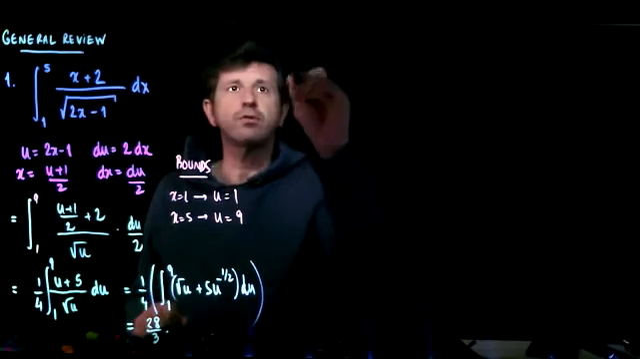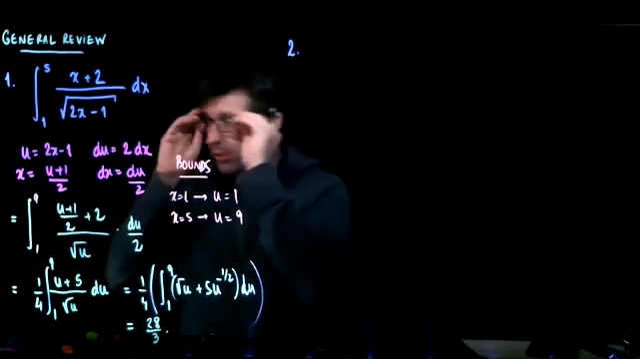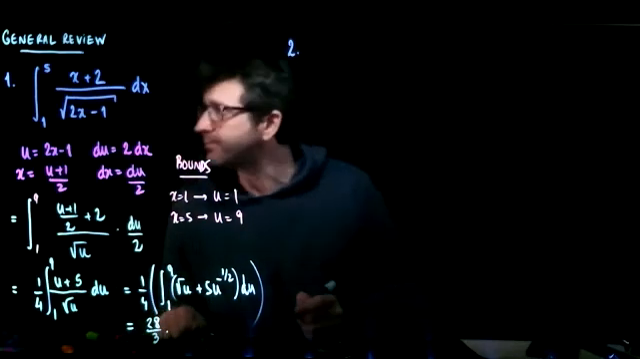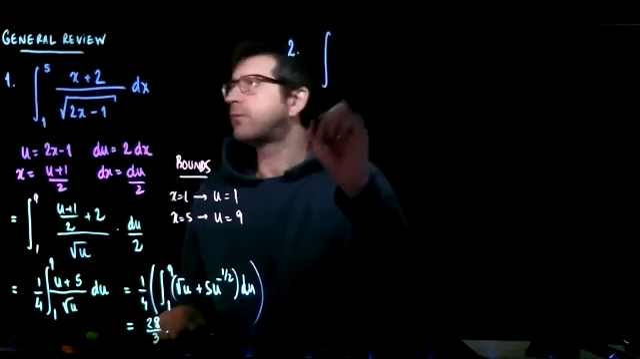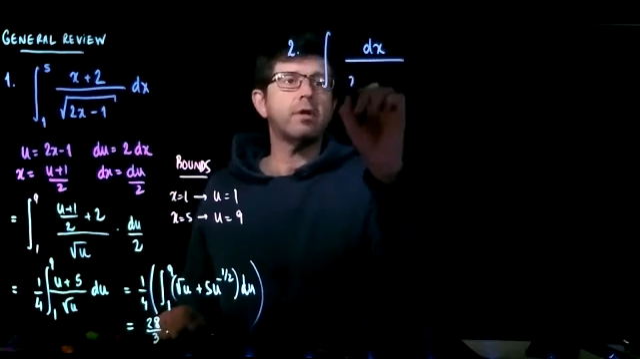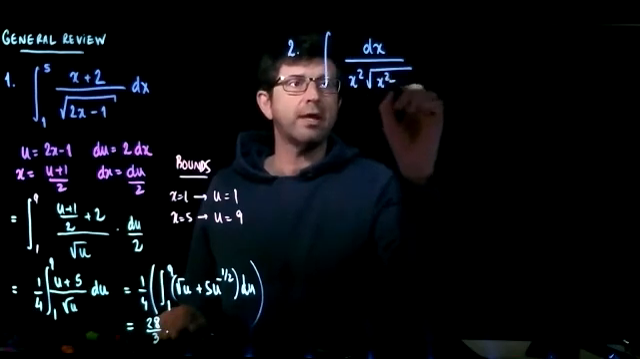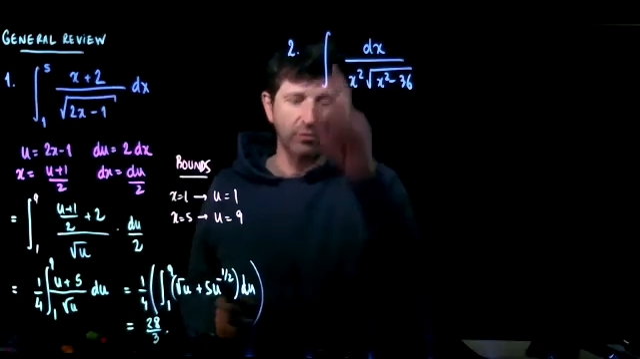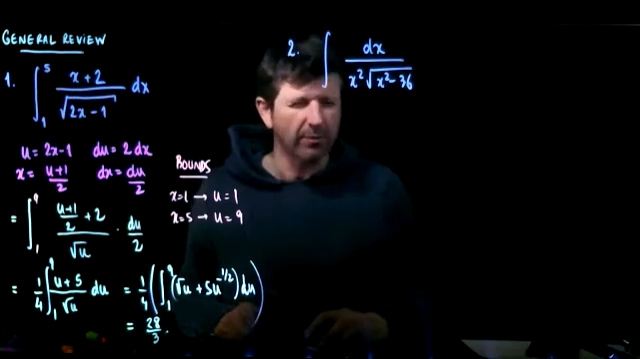Okay, second question. Because I just want to get as many done as I can in 1 hour. Let's try the integral dx over x squared times the square root of x squared minus 36. Okay, so this is now an indefinite integral. There's no bounds. Okay, go for it.